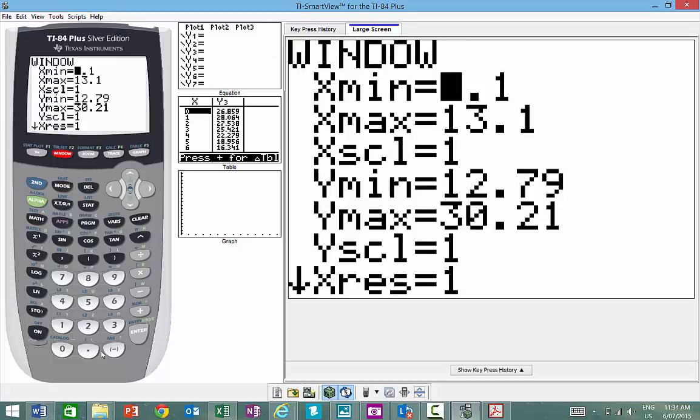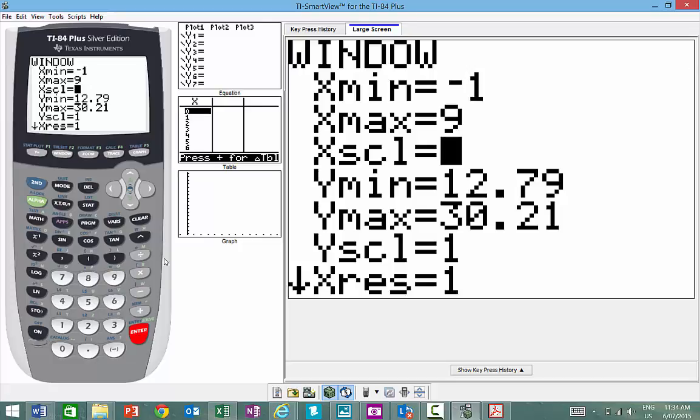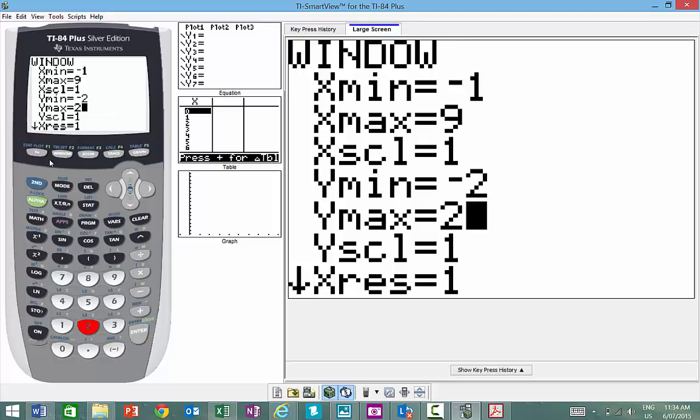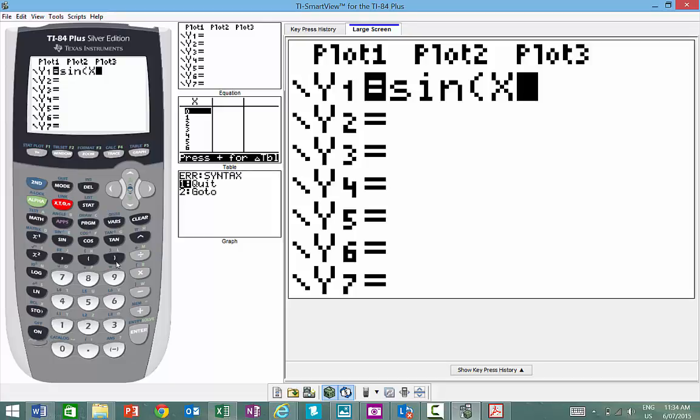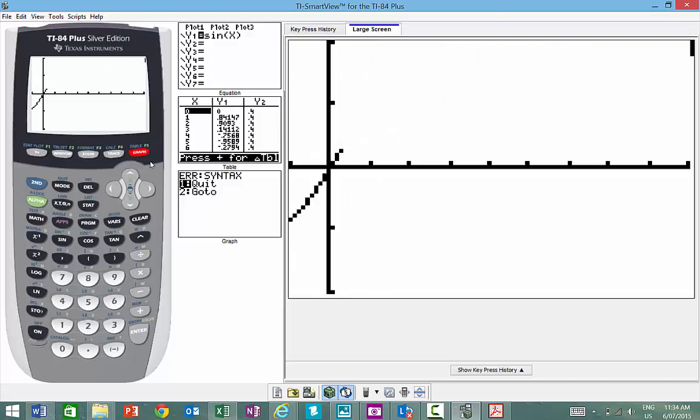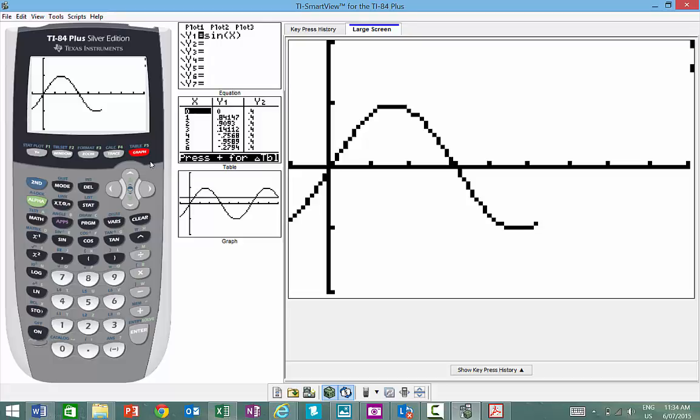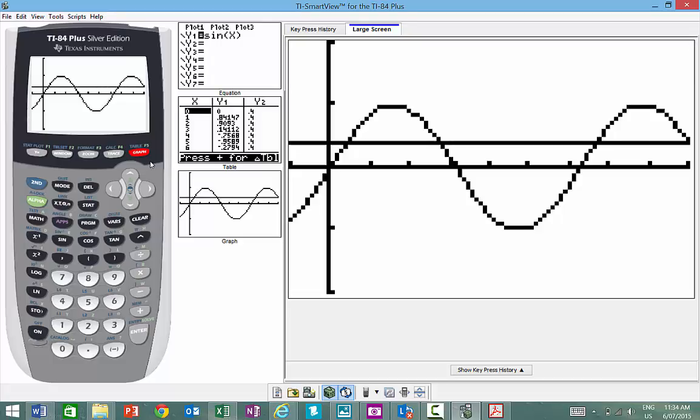Set my window to go from, say, -1 to 8, so let's just go up to 9, and let's go from -2 to 2. Then my first graph is y equals sine of x, so type in sine of x, and the other graph is where it's equal to 0.414, I think. If I graph that, this is showing me my curve, sine of x, and that's where it's equal to 0.414.